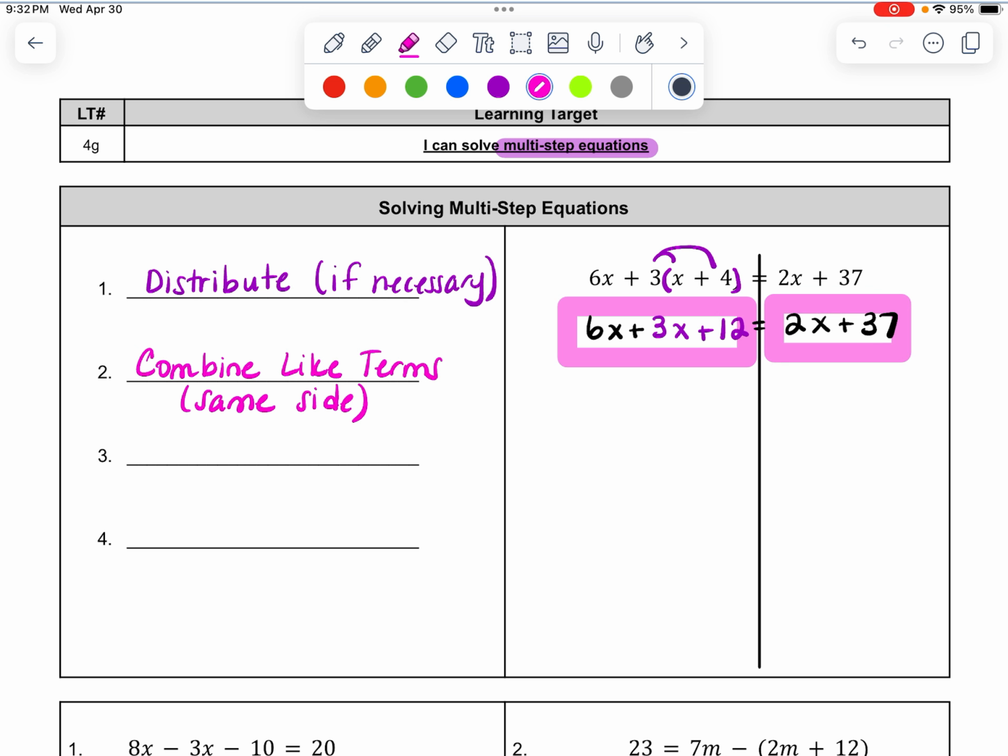Now, if I look at the left side, I'm going to see that there actually are some like terms over here. There's a 6x and there's a positive 3x. Because they're on the same side, I can combine those and just get 9x. And everything else is something I'm just going to copy down. So the plus 12 and the 2x plus 37.